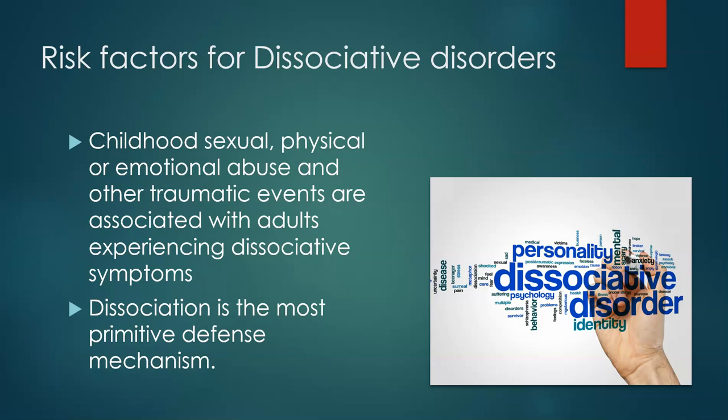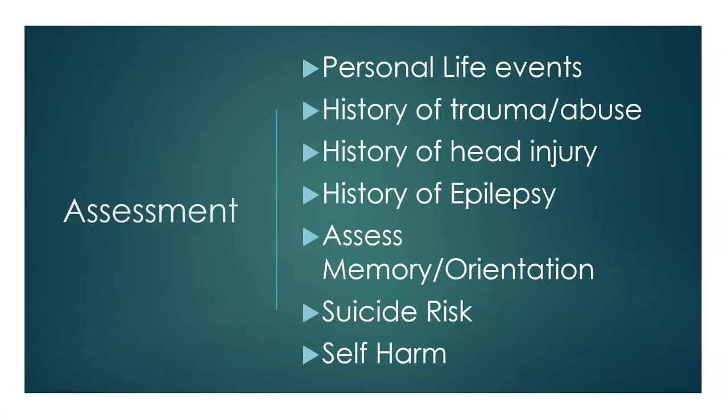So risk factors for dissociative disorders we already talked about. Traumatic event in childhood specifically, right? Dissociation is the most primitive defense mechanism. This is something that your brain is doing to protect yourself from that trauma. And there's really no genetic factors. This is one of the ones where it truly is related to the environment and trauma.